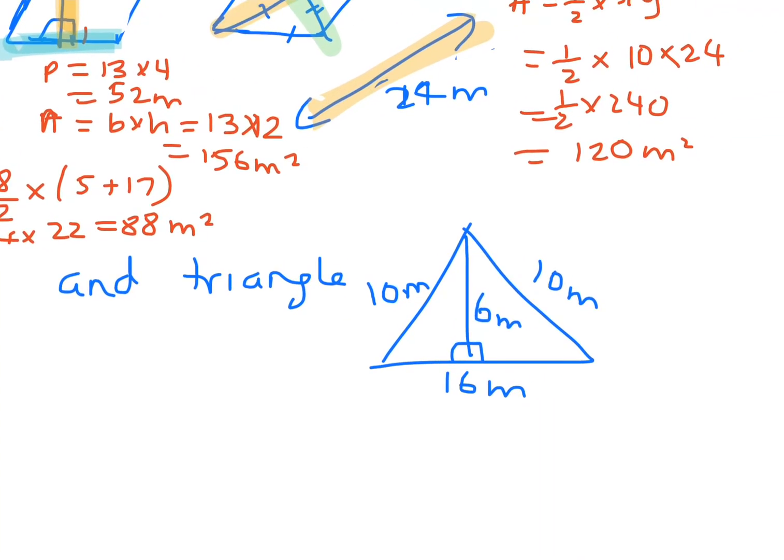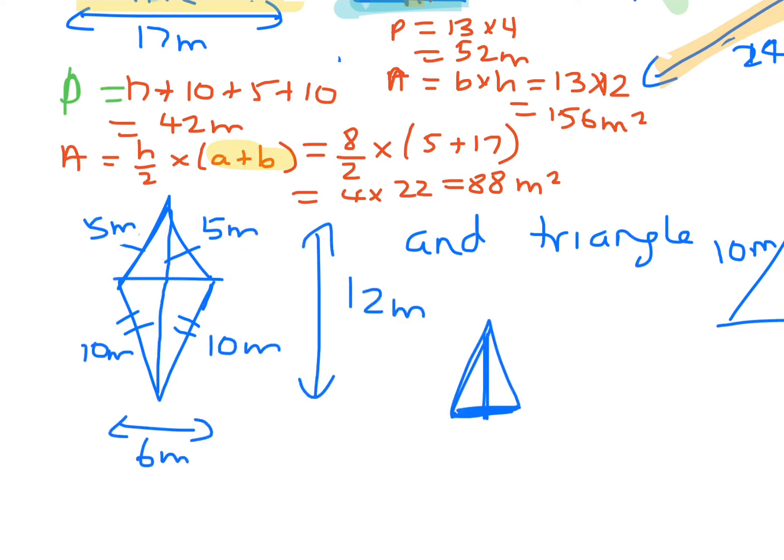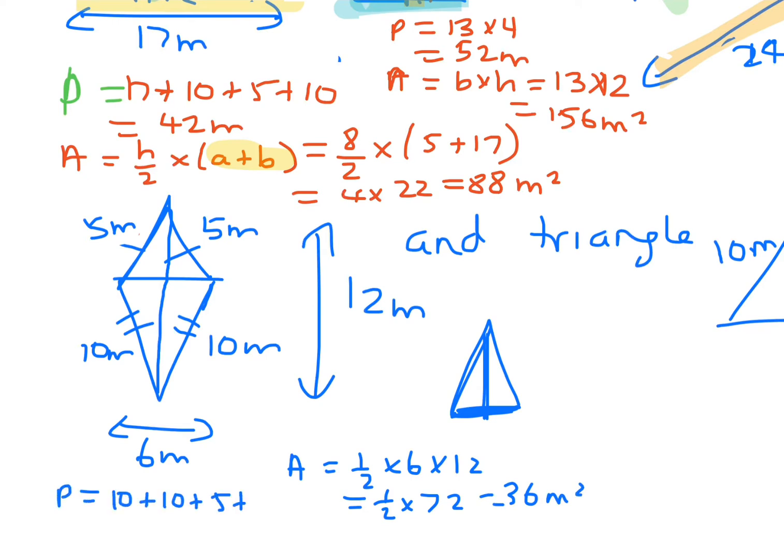Okay, now I was going to just look at a kite, so that was 6 metres, 6 metres, and 6 metres. So when you're doing the area it's a half times 6 times 12, which is a half of 72, 36 metres squared. The perimeter would be 10 plus 10 plus 5 plus 5, because when you're doing that, you are actually going around the outside. So that would be 30 metres.